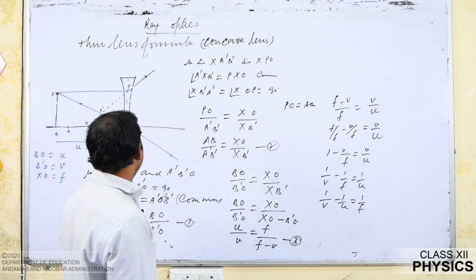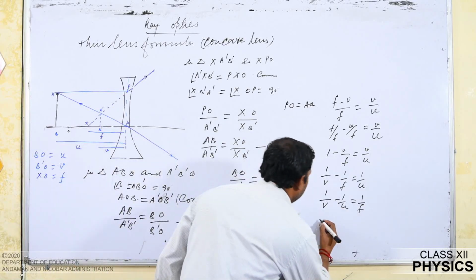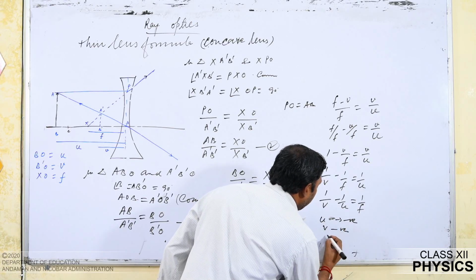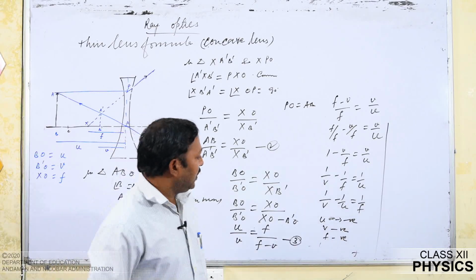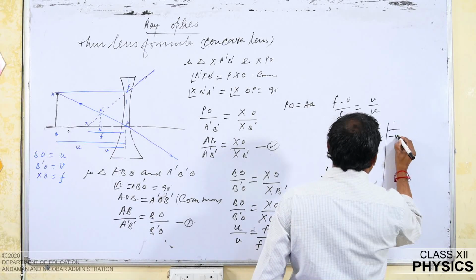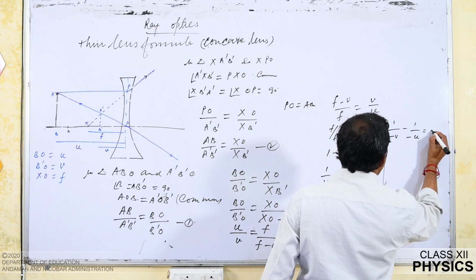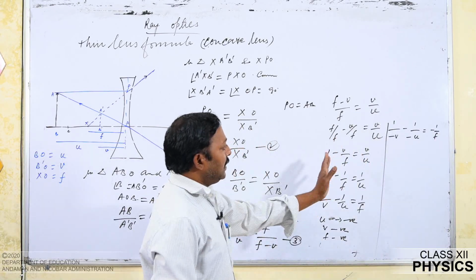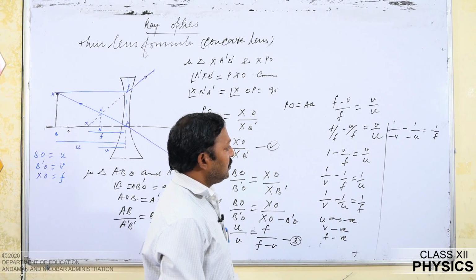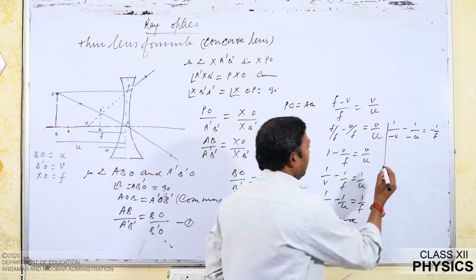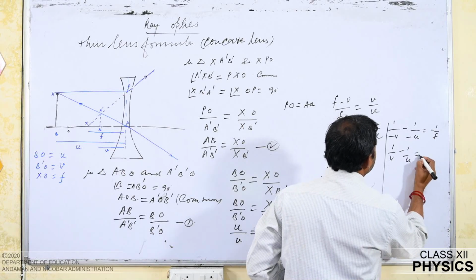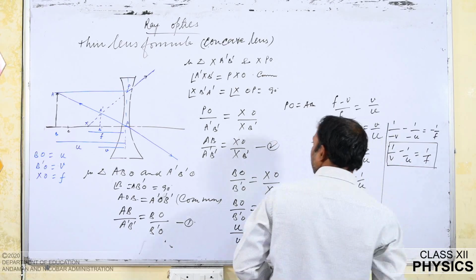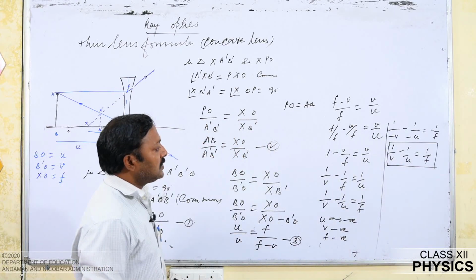Now, we have to use the sign convention. Here U is negative, V is also negative, F is also negative. Using sign convention, we get 1 by minus V minus 1 by minus U is equal to minus 1 by F. Now, minus is present on the right hand side as well as the left hand side, so it can be cancelled. After cancellation, we get 1 by V minus 1 by U is equal to 1 by F. We find that both for convex lens as well as concave lens, the thin lens formula is the same.